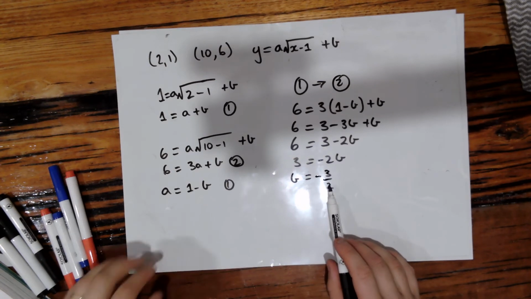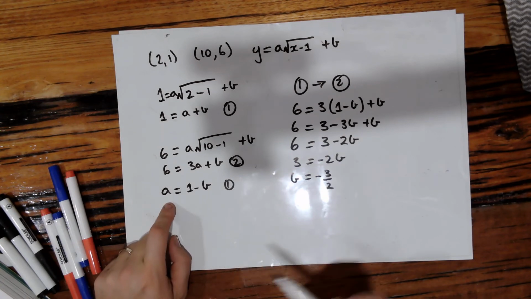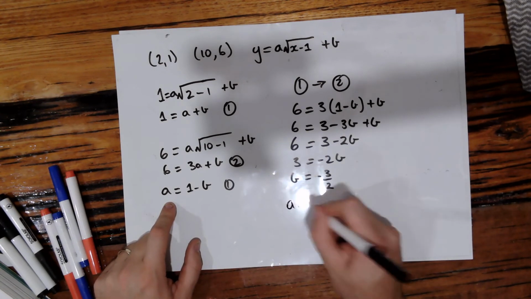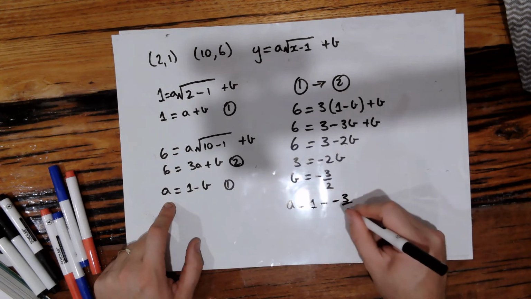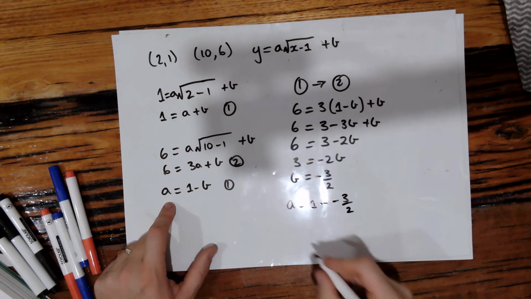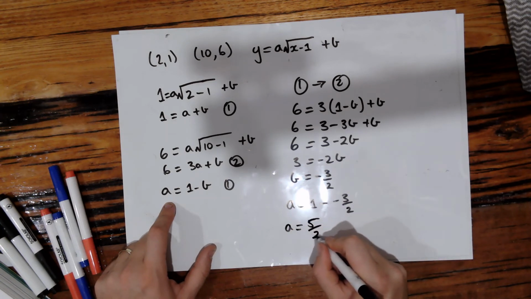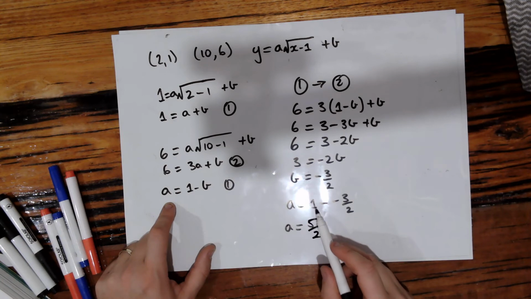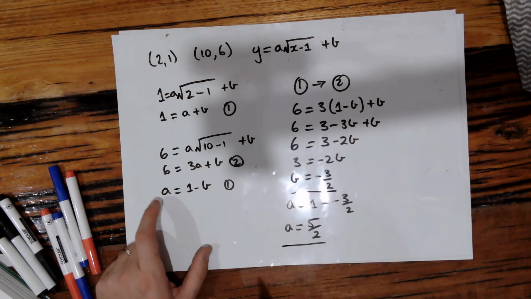Then we're going to substitute this value into my rearranged equation 1, because a is already the subject of the equation. a equals 1 minus negative 3 on 2, so we're going to add it on. So a is going to equal 5 on 2, because we simply think of 1 as 2 on 2, plus 3 on 2 gives us 5 on 2. So there we have our value of a and our value of b.